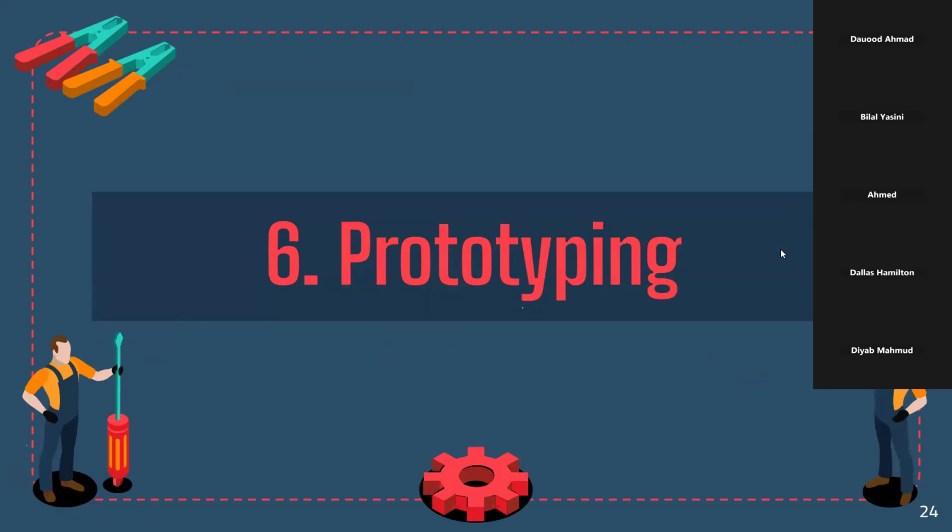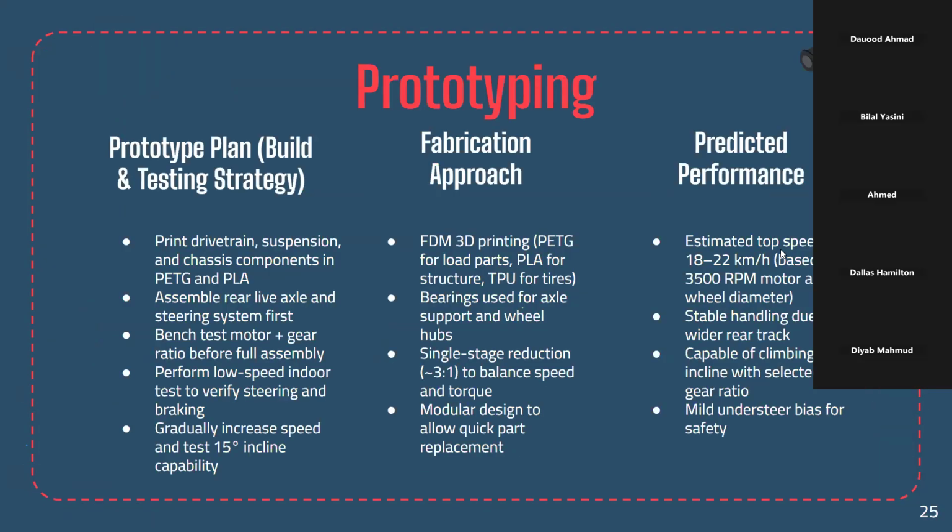Next, we have prototyping. So for our prototyping and fabrication approach, we'll be printing from PETG and PLA and incorporating TPU for things that need to be more flexible, like tires. And for testing, we have to focus on live assembly and looking at how the car moves in real life with all the physical components, how they work together.